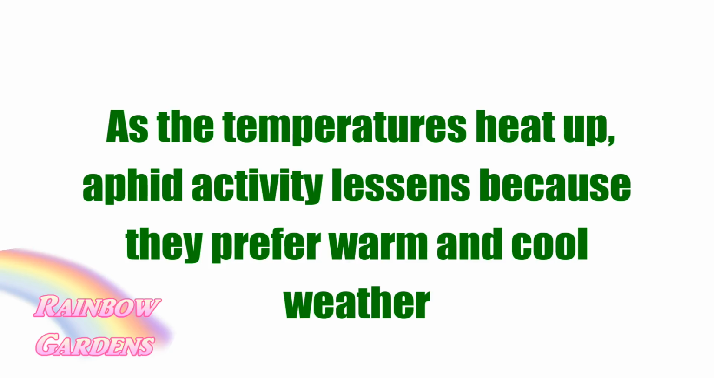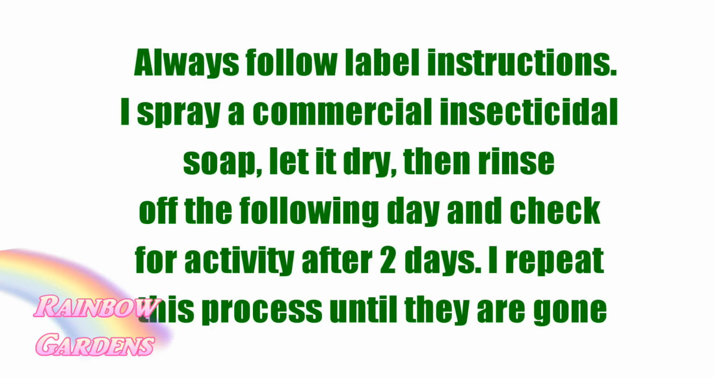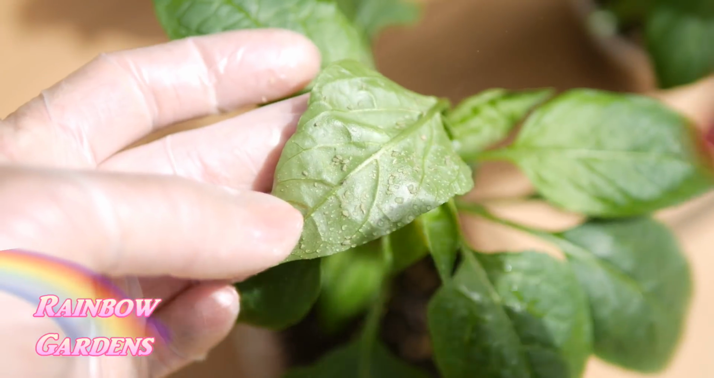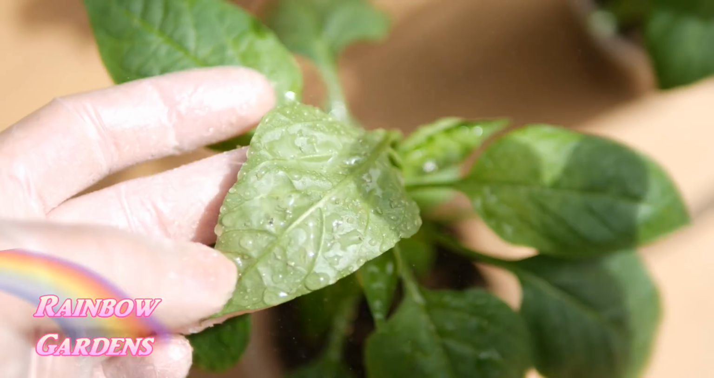So I'm going to show you some things you can use to get the aphids under control, but always follow the label instructions of whatever pesticide it is that you're using, as I already mentioned earlier. Now what I use is Insecticidal Soap, and I get the commercial Insecticidal Soap because it has the active ingredient that you need in there without all of the other harsh chemicals in it.